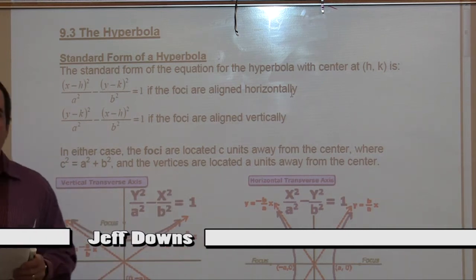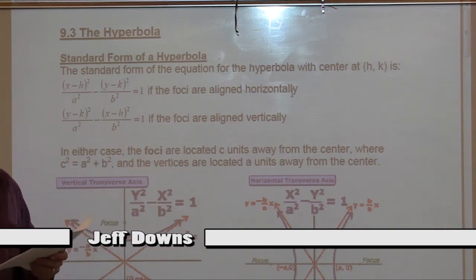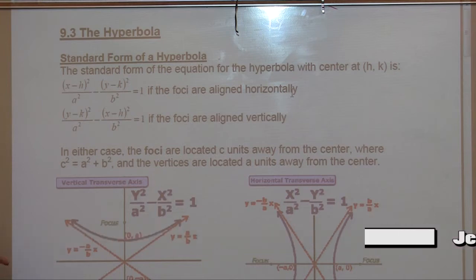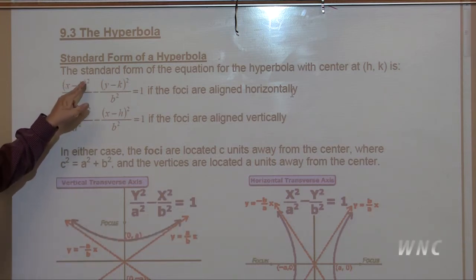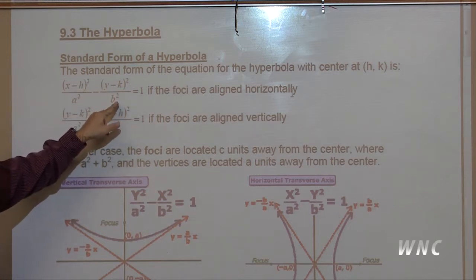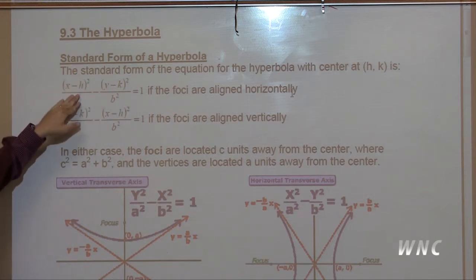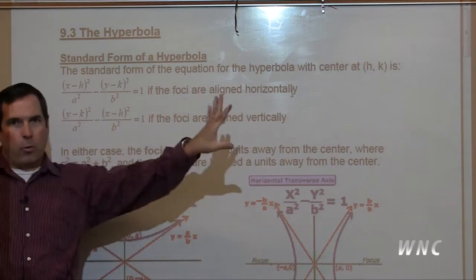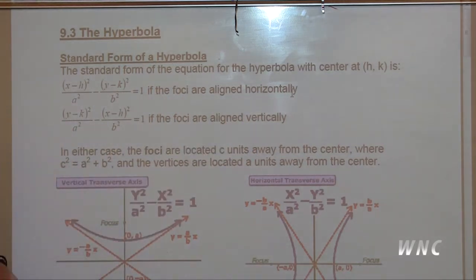Hi, today we're doing 9.3, the hyperbolas. The standard form of the hyperbola is (x minus h) squared over a squared minus (y minus k) squared over b squared. So the x part's the positive part if it opens horizontally, like here.